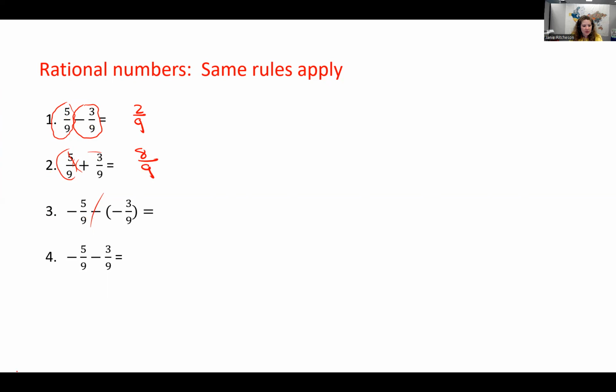On number 3, the first thing we're going to do is simplify this minus a negative. So we do bam, bam. So now we have a negative 5/9 combined with a positive 3/9. Different signs subtract. So we keep the sign of the bigger digit. 5 is bigger than 3, so our answer is negative 2/9. And then number 4, we have 2 negative numbers, we add and keep.